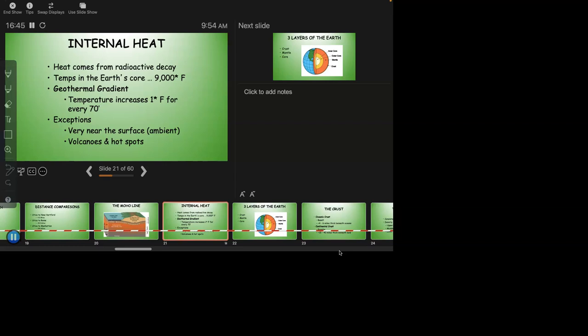We didn't mention the 9,000 degrees Fahrenheit. Again, not a number I'm going to quiz you on, but in case you ever wondered.